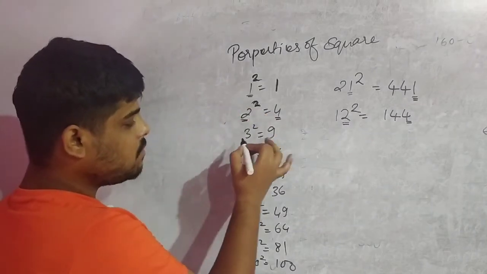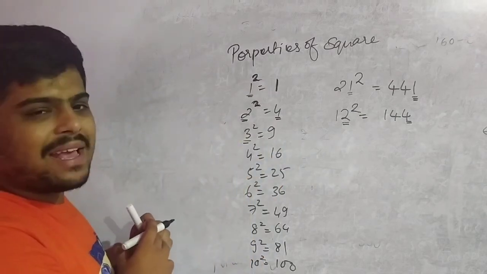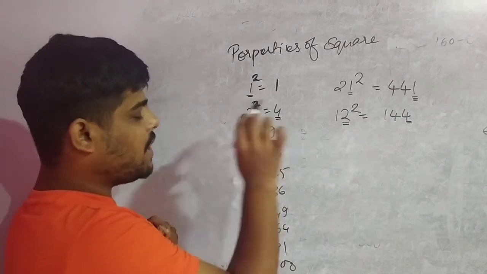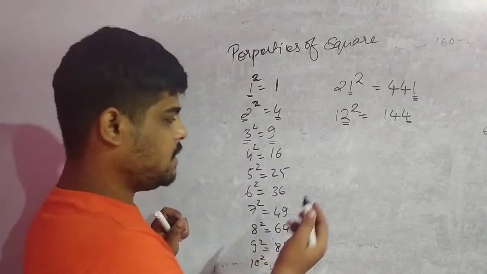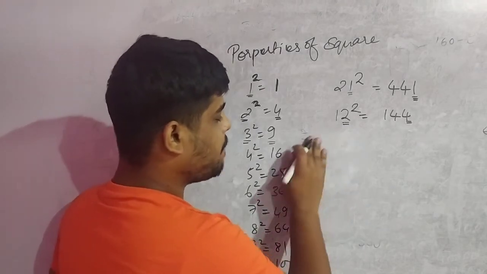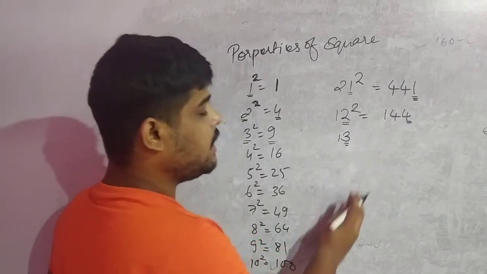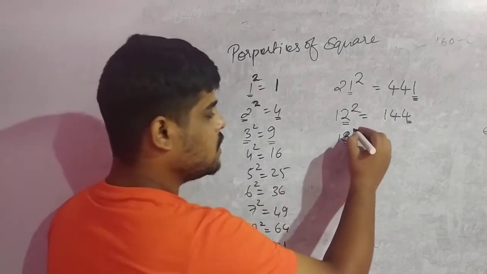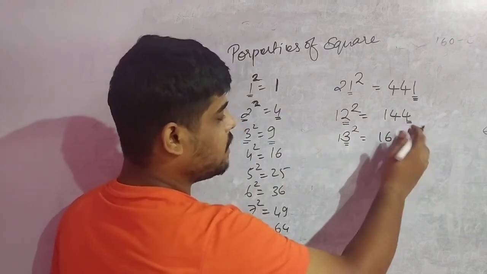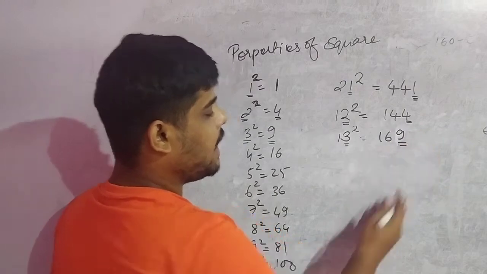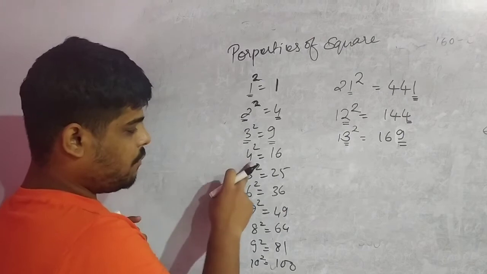ठीक है. Now if a number contains 3 in its ones place, the square of that number contains 9 at the ones place. Example is 13, which contains 3 at its ones place. The square of 13 is 169. So 169 contains 9 at the ones place. Okay. Now 4.